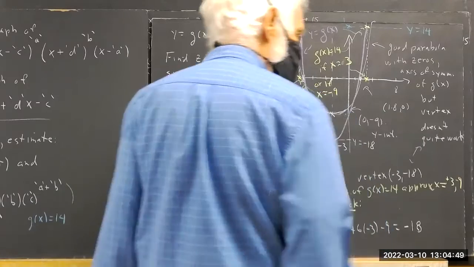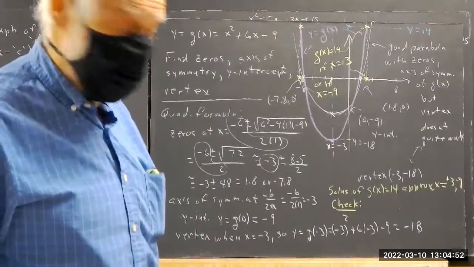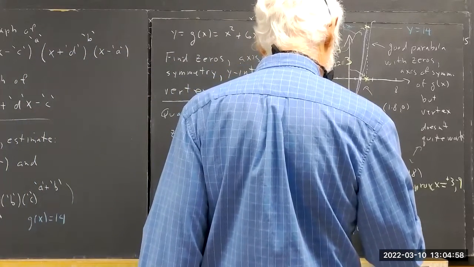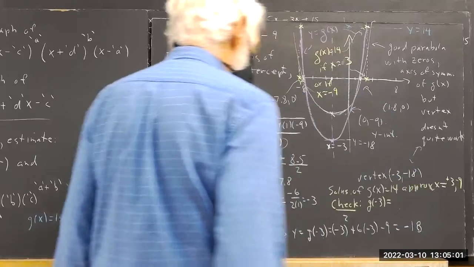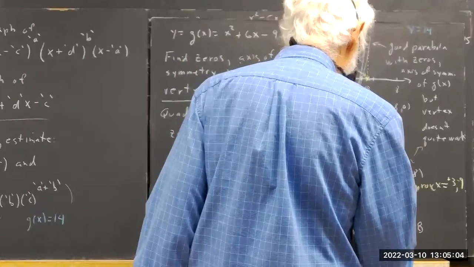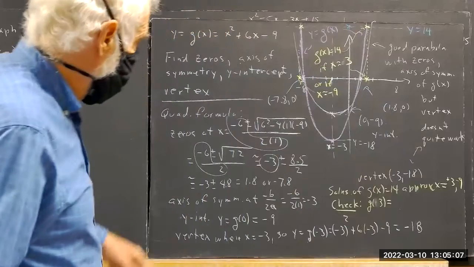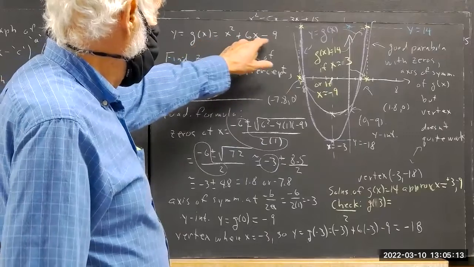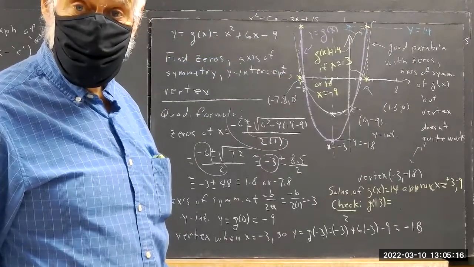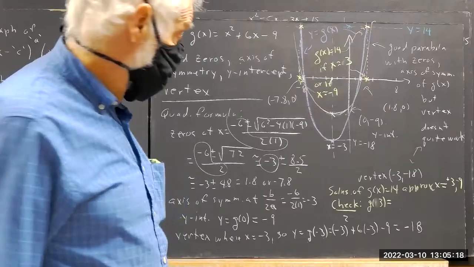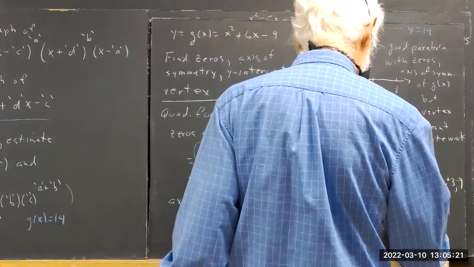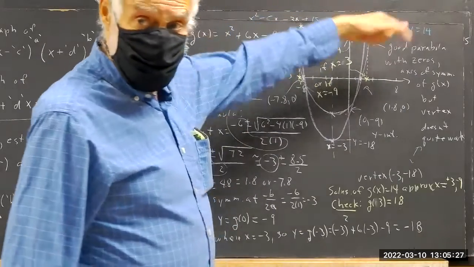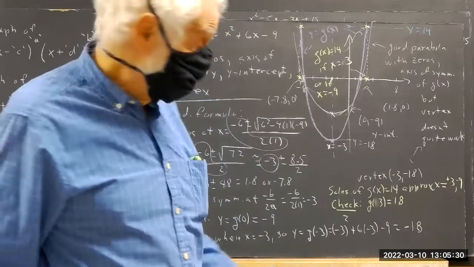Let's check to see how we did. I don't expect to be very close. Let's just see how it looks. There's positive 3. People want to write -3 because that's our axis of symmetry. I've got that in my head. But g of 3 is going to be 9 and 18, which is 27, right? And 27 minus 9 is 18. So g of 3 is a little more than 14, but that's not a bad estimate, considering this is a hand-drawn graph.